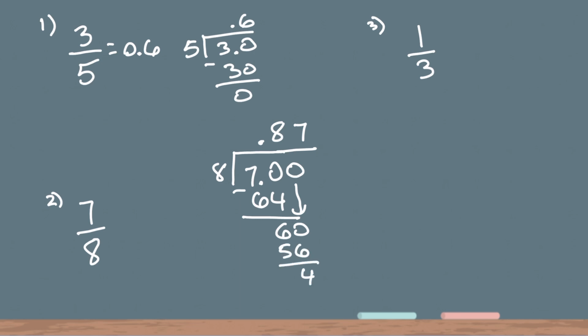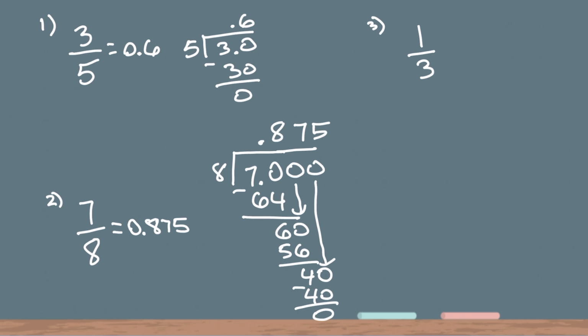So we're going to have to even further extend this division. So we're going to add another 0, bring it all the way down here. And now we have 40 divided by 8, and that is 5. 5 times 8 is 40, and now we are left with 0. So our answer to our second problem is 0.875.